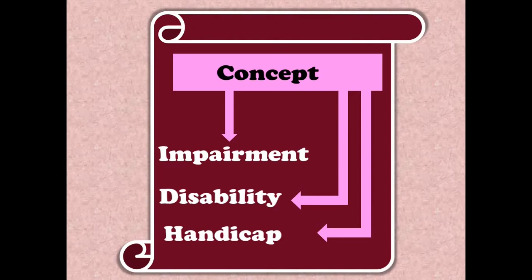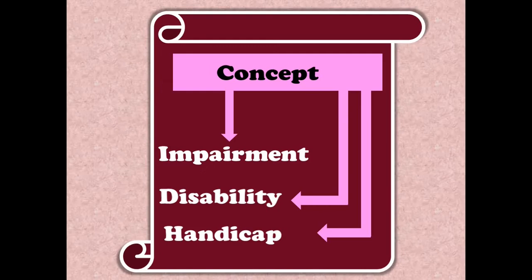Let us see the concept of impairment, disability and handicap. According to the International Classification of Impairment, Disability and Handicap, WHO, in 1980 has defined these terms as follows. Impairment is defined as fundamental, structural, psychological or physiological deficit, for example, disordered motor control in cerebral palsy. Disability is defined as the functional deficit that a person experiences interfering with walking.